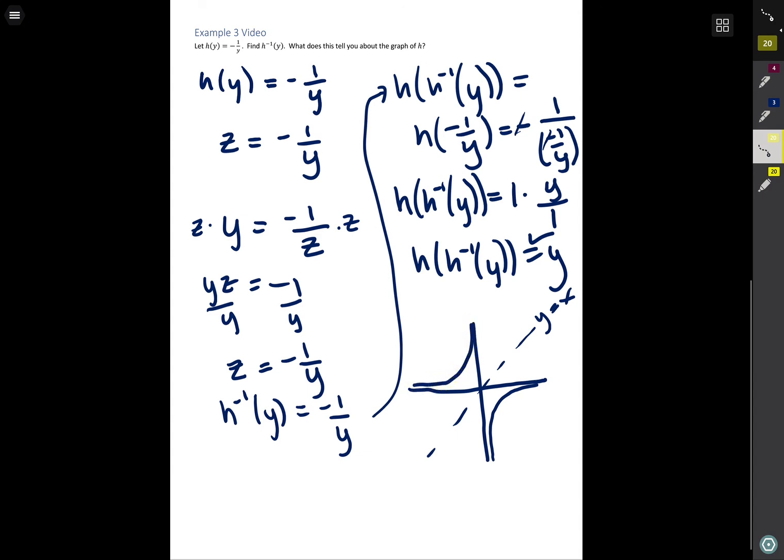So if a function is its own inverse, then its graph must be perfectly symmetric across y equals x. So just kind of an interesting little tidbit.